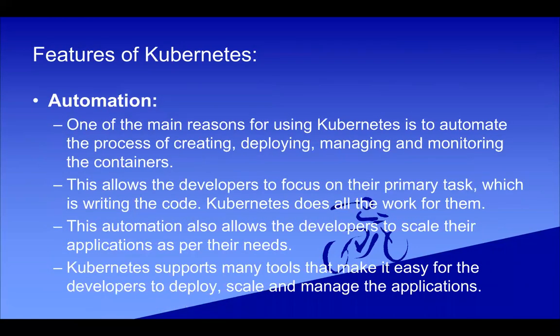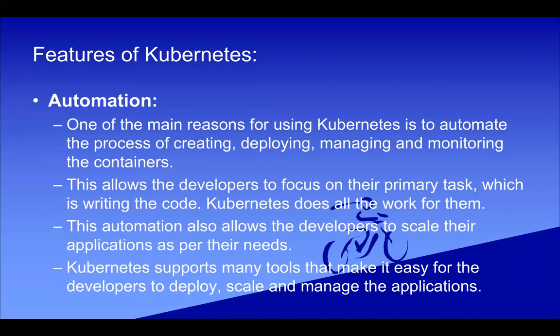As I said, one of the features of Kubernetes is automation. The main reason for using Kubernetes is to automate the process of creating, deploying, and managing and monitoring the containers. It helps developers focus on the primary task, which is writing and developing the code. Kubernetes does all the work for them. It takes care of the deploying, the automation, the process of creating images and everything. Automation is very important today, because most developers don't want to spend time on automation and integration and all those things. So Kubernetes does all those things for them.